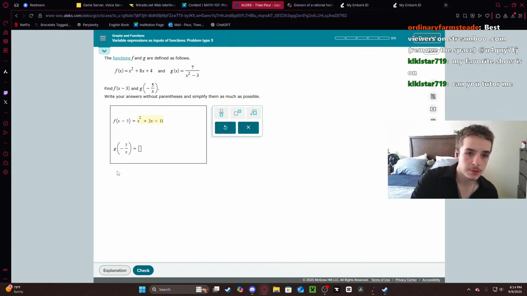Okay, so now for the second one, we do the same thing, where for every x, we input negative 5x. So we got 7 over negative 5x squared minus 3. I'm pretty sure when you have to factor in a square onto a fraction, you just end up squaring the top one, squaring the bottom one. So we're going to try that.